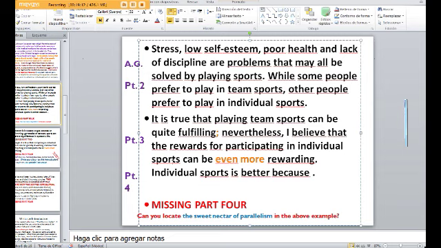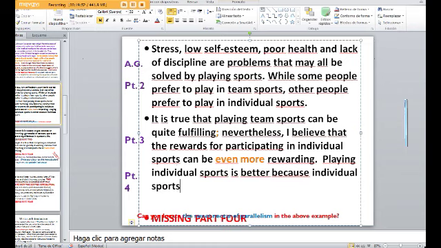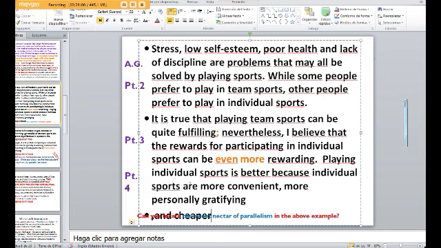Individual sports are better because they. Another option would be to go back to the original wording, playing individual sports is better because, individual sports, we don't want to have a dangling modifier. Individual sports are, and let's put our copy paste here and see how that comes out. Okay, because playing individual sports is better because individual sports are more convenient, more personally gratifying.